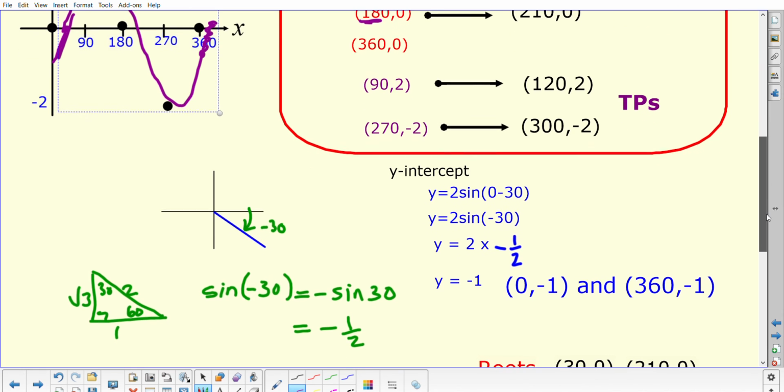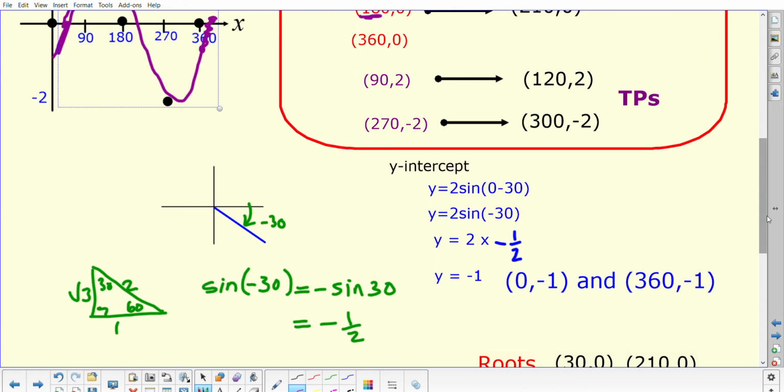So to work out the y-intercept for this particular one, you would have no calculator to do this. You are still subbing in x equals 0. So into the equation, y equals 2 sine 0 minus 30. That would have given you y equals 2 sine negative 30. And a negative angle just means on a quadrant grid, you'd be going in the clockwise direction rather than the normal procedure, which is anti-clockwise for angles. So an angle of negative 30 takes you into the fourth quadrant.